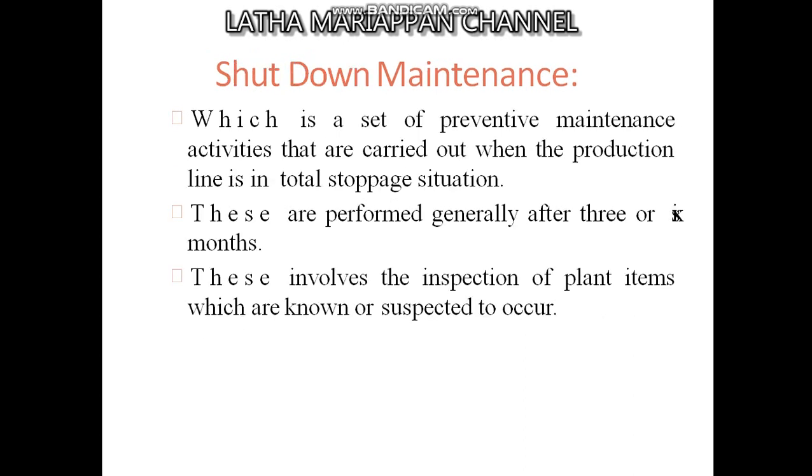The next one is shutdown maintenance, which is a set of preventive maintenance activities carried out when the production line is in a total stoppage situation. Say, once a month you can shut down the main production, and during that particular day you can do the maintenance. Maybe once in 3 months or once a month, like that. It depends upon the organization.